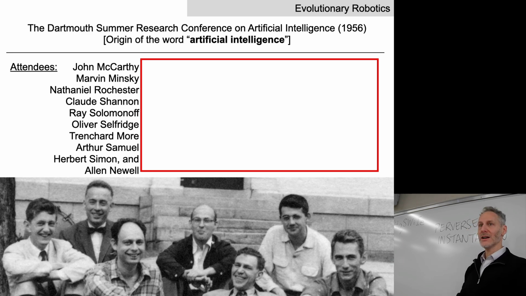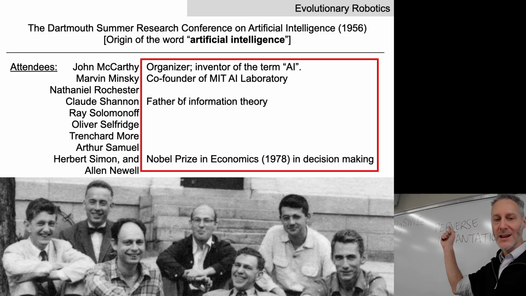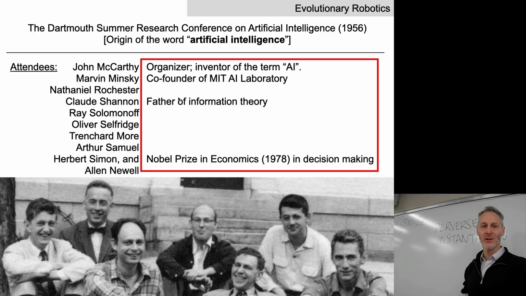Other names you recognize here? No? Okay. For those that are interested in the history of AI and robotics, I suggest you go look up some of these names. John McCarthy was the organizer. He's the one that actually wrote this proposal. He was the one that invented the term artificial intelligence. Marvin Minsky, there's Marvin down there. He went on to co-found the MIT AI Lab. This is kind of known as Mecca for all things AI.